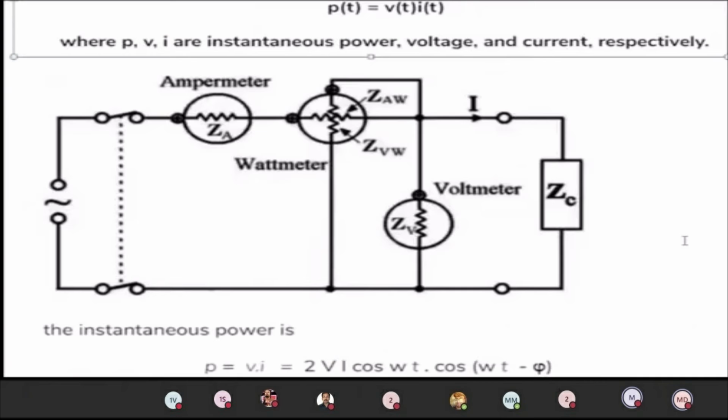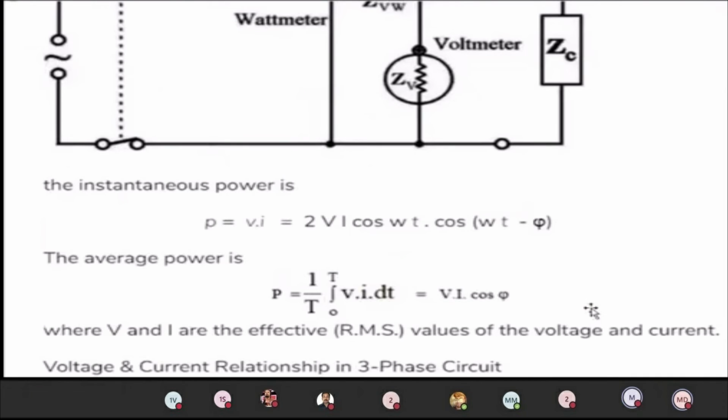So this is the actual single phase AC circuit using ammeter, voltmeter and wattmeter. You can see the ammeter with an impedance ZA, and a wattmeter having two coils. One is the current coil named ZAW, and the pressure coil, also known as potential coil or voltage coil, has been named ZVW, and a voltmeter has been connected in parallel with the load, named ZV.